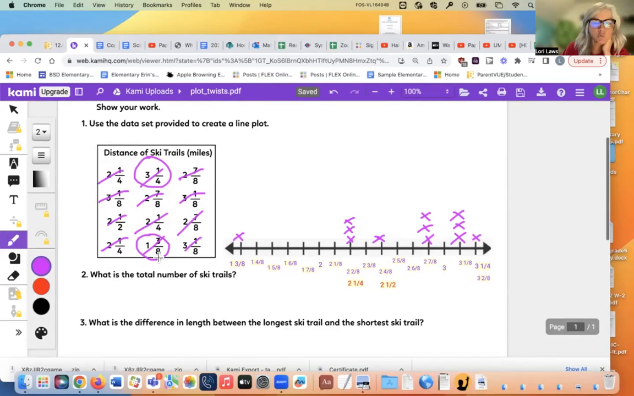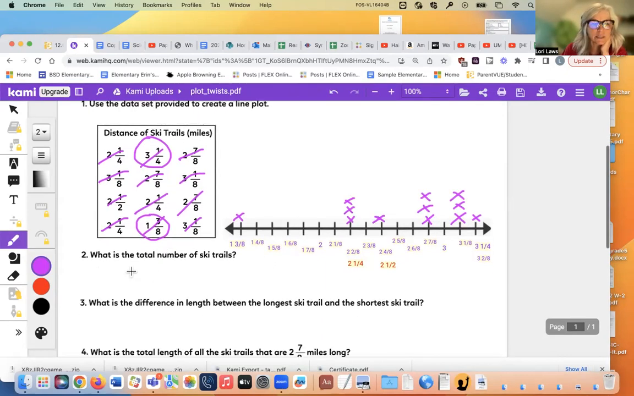Now I should have 12 trails. So 1, 2, 3, 4, 5, 6, 7, 8, 9, 10, 11, 12. Yay. What is the total number of ski trails? Oh, I just solved that. 12. There are 12 ski trails.